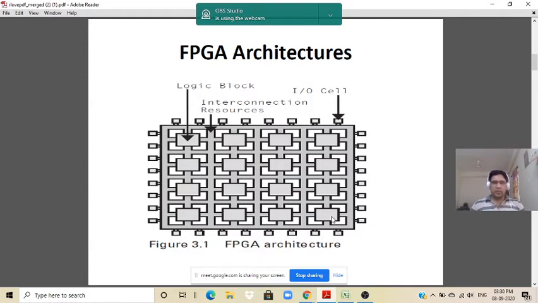First is the main logic block. Logic blocks are the main blocks responsible for the functionality of the device. Main functions are implemented within the logic blocks. Many logic blocks are there in an FPGA, so a complex function can be divided across different logic blocks to implement it. Then we have the interconnection resources, meaning how to connect the different logic blocks and how to connect the IO cell to the logic blocks, how the signals will be transmitted. Then we have the IO cell, which is used to get the input or give the output.